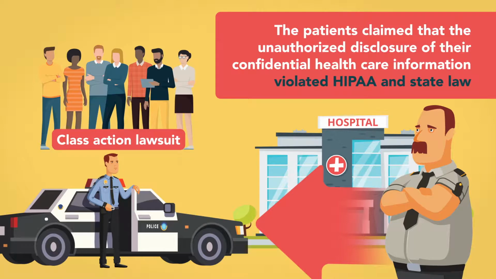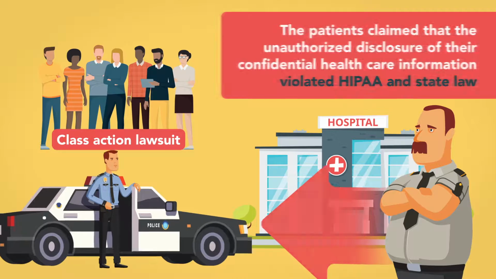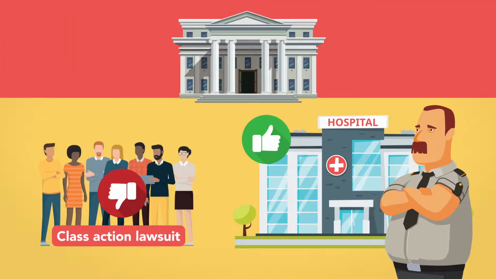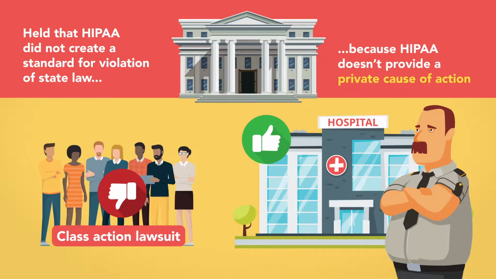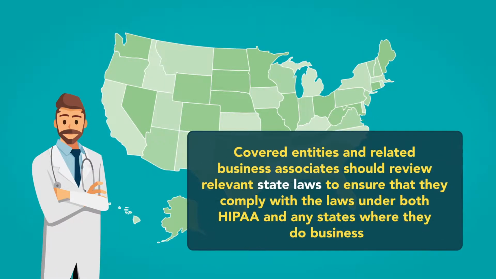The patients claimed that the unauthorized disclosure of their confidential healthcare information violated HIPAA and state law. Maine's Supreme Court disagreed and held that HIPAA did not create a standard for violation of state law because HIPAA doesn't provide a private cause of action. State laws are inconsistent, so covered entities and related business associates should review relevant state laws to ensure that they comply with the laws under both HIPAA and any states where they do business.